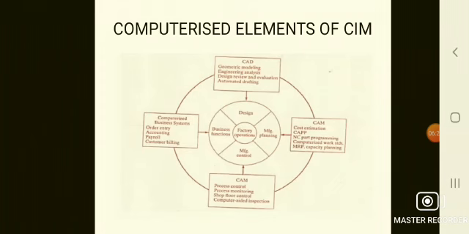Then CAM, manufacturing control, in which processes are controlled, then process monitoring, shop floor control, computer aided inspection. Then business systems, in which order entry, accounting, payroll and customer billing. These are the activities involved in the business functions.